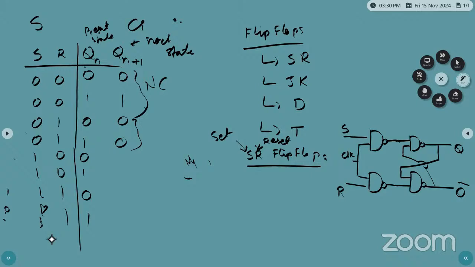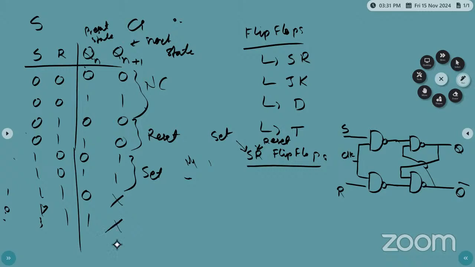Okay, next, if S is 1 and R is 0, the set value is 1. If R is 1, irrespective of the present state the output will be 0. If S is 1, irrespective of the present state the output will be 1. So this is called set and this is reset.